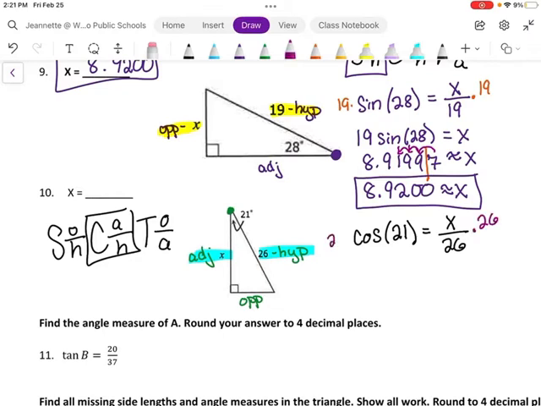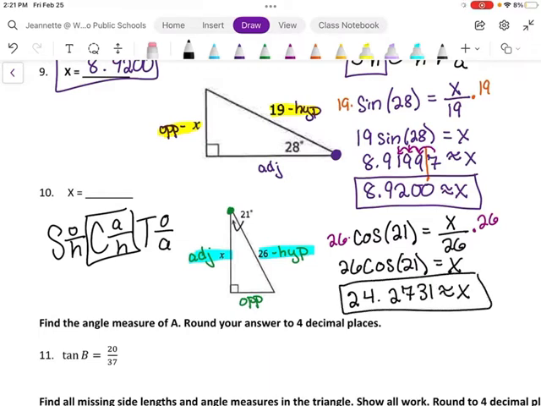For this one, to get x by itself, we'll multiply both sides by 26. And then this part is what we can type into our calculator to get x. And when you do that, if you want to try it out to make sure you're doing it correctly, you should get 24.2731. And that would be our final answer for this one.